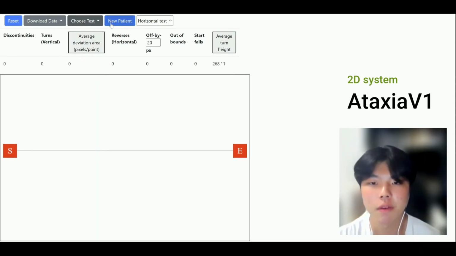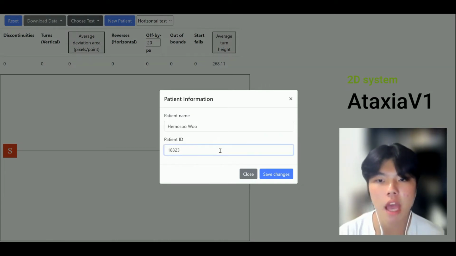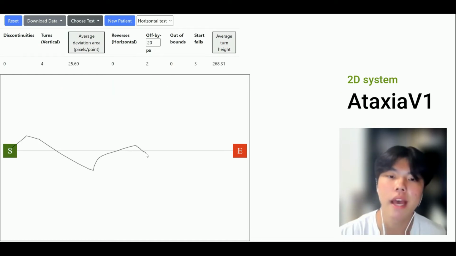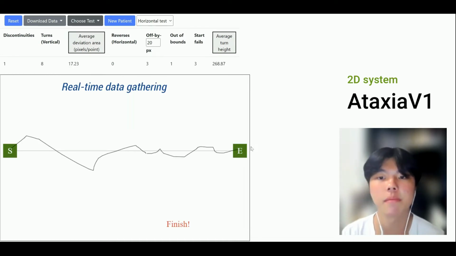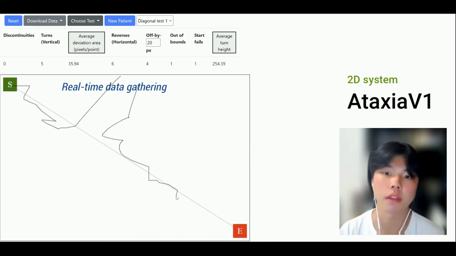We developed AtaxiaV1 to ensure that all patients were tested and diagnosed in a standardized environment, implementing the use of computers during the process to obtain the quantitative data accurately. AtaxiaV1 collects quantitative data by testing and analyzing the abnormality in patients' upper limb motor control through online resources.